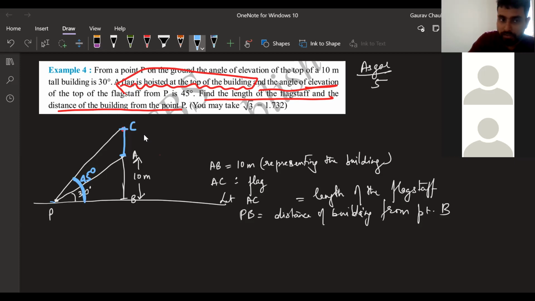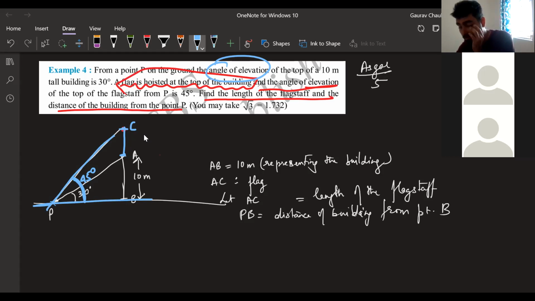Always, an angle of elevation or an angle of depression will be with respect to a horizontal from the point from which you are looking. So this is the horizontal, and this is the line of sight. Which is the horizontal? It is the line which is parallel to the ground.